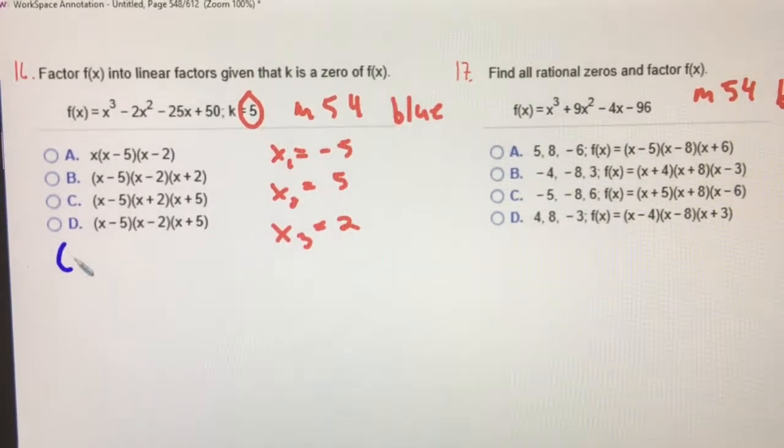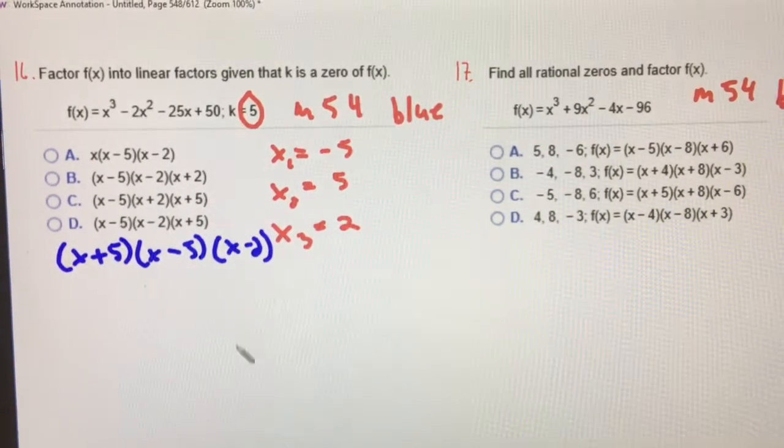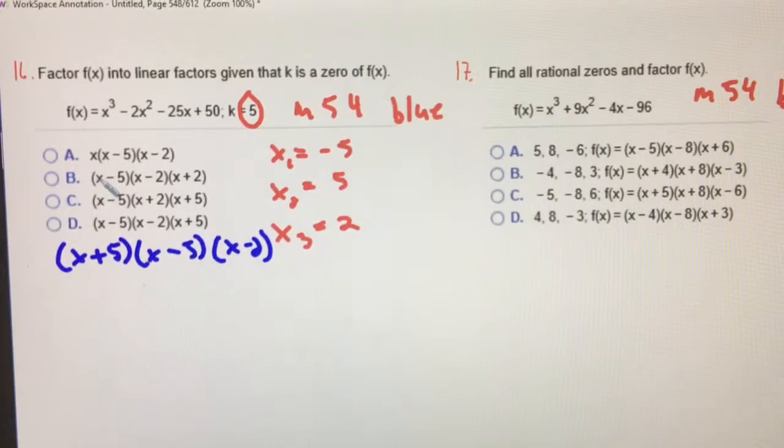If x equals -5 is a 0, x plus 5 is going to be a factor. x minus 5 is going to be a factor, and x minus 2 is going to be a factor. It doesn't have to be in that order. So I'm looking for a +5, a -5, and a -2. There it is. It is choice D. I'm going to do the same thing for number 17, but notice it gives me the answers, and then I have to figure out what the factors are.